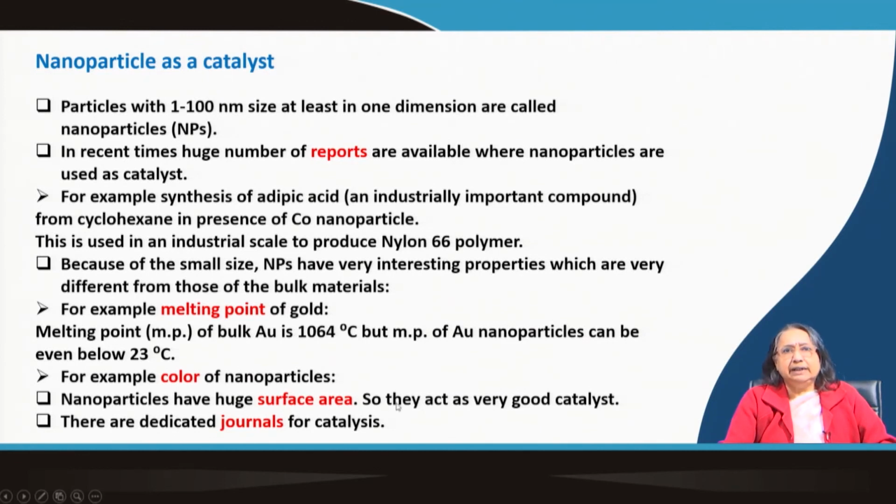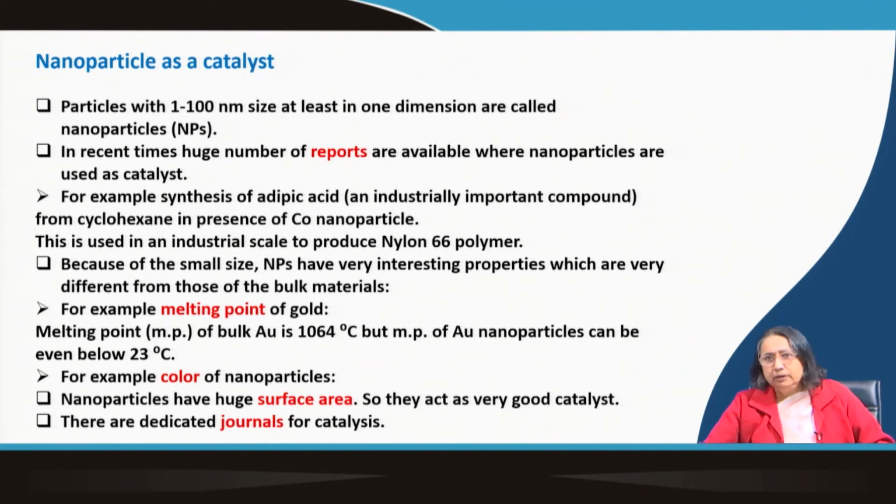Now, nanoparticles have huge surface area. So, they act as very good catalysts. I have already told you that adsorption is required. When surface area is more, more molecules can be adsorbed. So, surface area is very important for catalysis. That is why nanoparticles are very good catalysts. You can see that many catalysis journals, very good quality journals, are dedicated to catalysis. So, you know how important it is now to develop some catalyst or to do some reaction by using a good catalyst.